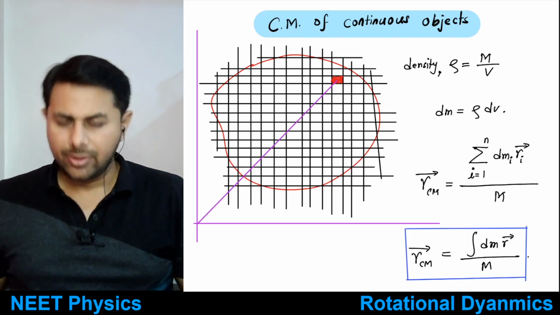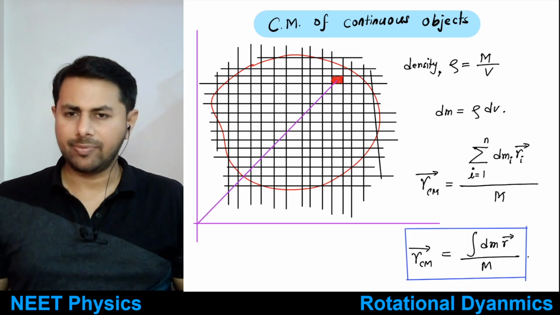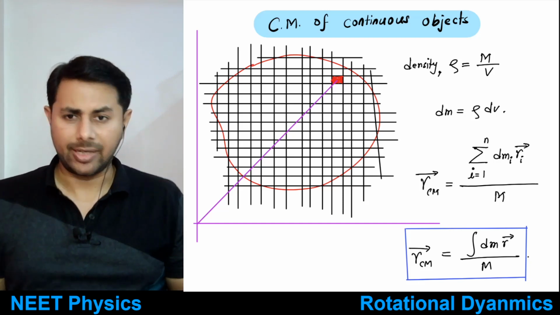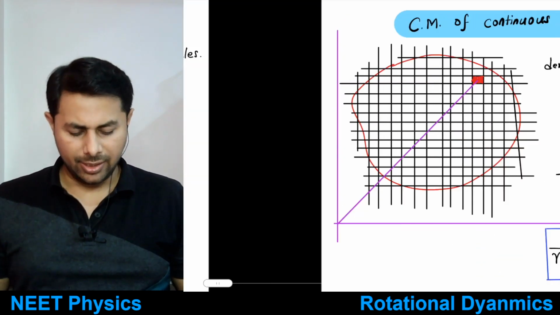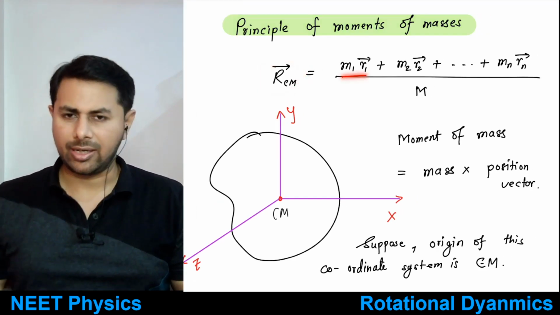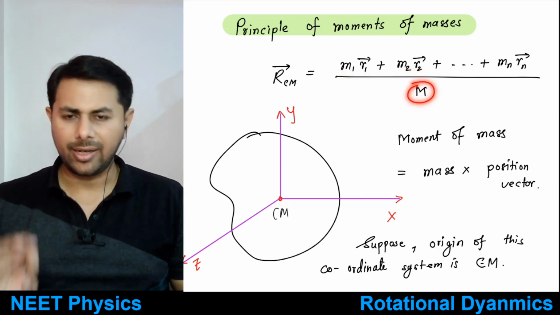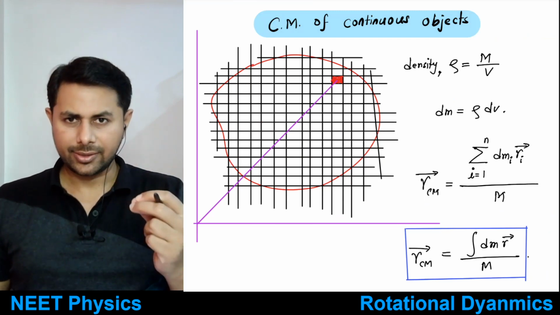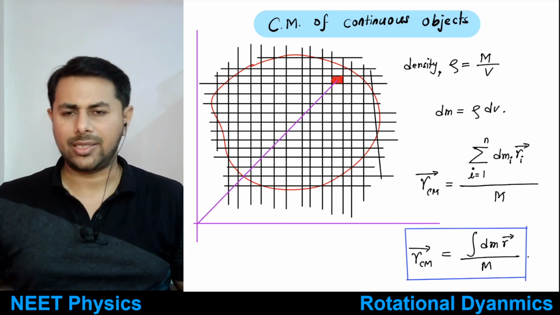Okay, so now we studied the center of mass of bodies having discrete masses, meaning particles having discrete masses. Suppose there is a system like that, you can find the center of mass using this formula. What formula? The position vector of the center of mass is m1 r1 bar plus m2 r2 bar and so forth up to mn rn bar, divided by m. So if you have a countable number of particles, or a countable number of masses within the body, then you can find the center of mass that way.